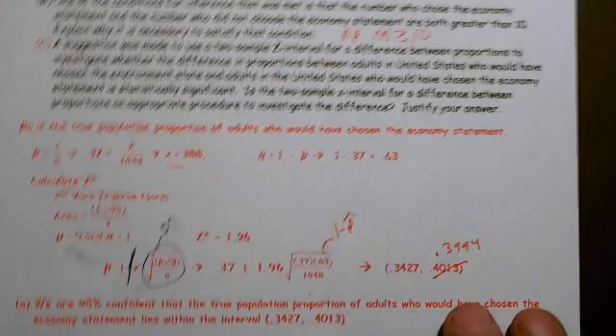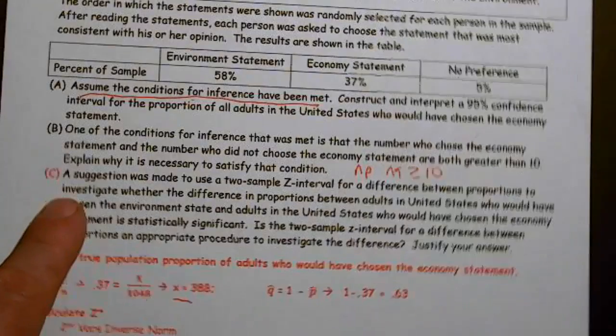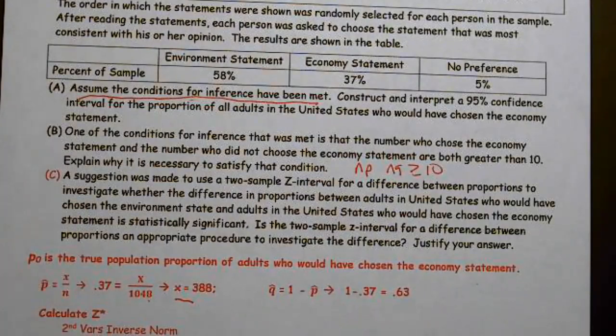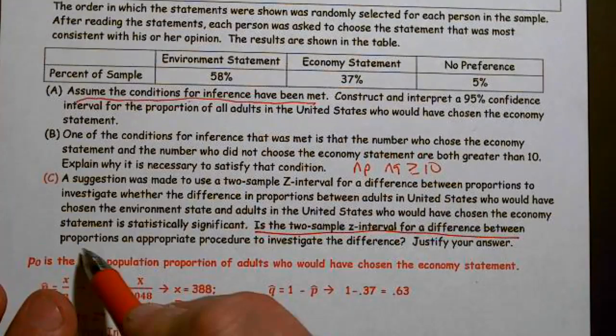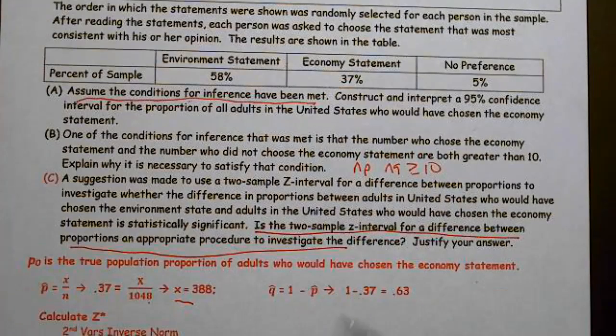All right. The next thing, a suggestion was made to use a two-sample Z interval for a difference between proportions to investigate whether the difference in proportions between the adults in the United States who would have chosen the environment statement and the adults who would have chosen the economy statement is statistically significant. Is a two-sample Z interval for a difference between proportions appropriate? Justify your answer. Well, that's a really good question. Is it justifiable?